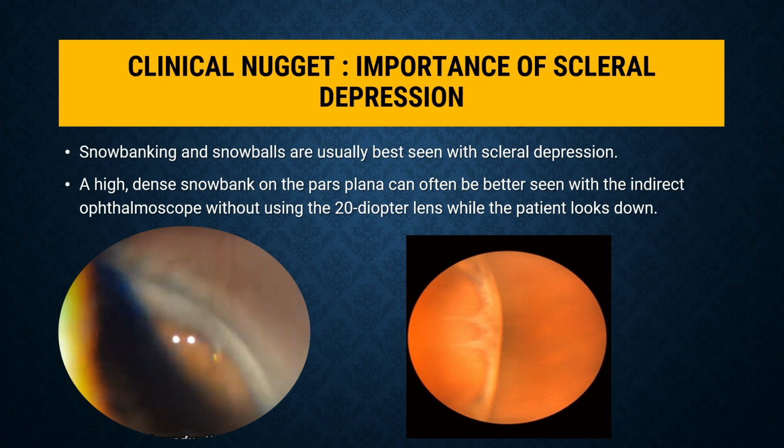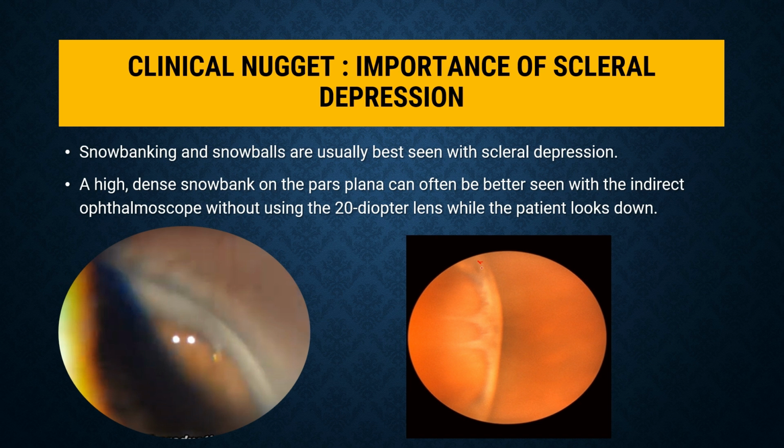So, moving on, this also brings us to an important clinical nugget, the importance of scleral depression in intermediate uveitis. So, the snow banking and the snowballs, they're usually present in the peripheral part of the retina, basically around the area of ora serrata and pars plana, right? So, in order to detect the snow banking and snowballs, it's very important for us to carry out a proper indirect ophthalmoscopy with scleral depression.